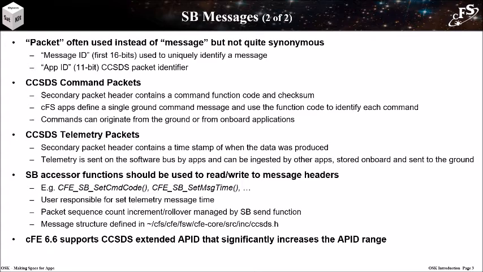The command secondary header contains a command function code and a checksum. The CFS app convention is to define a single ground command message and then use the function code to identify individual commands. The telemetry secondary header contains a timestamp of when the data in the packet was produced. It is the responsibility of the data producer to update the telemetry packet timestamp.